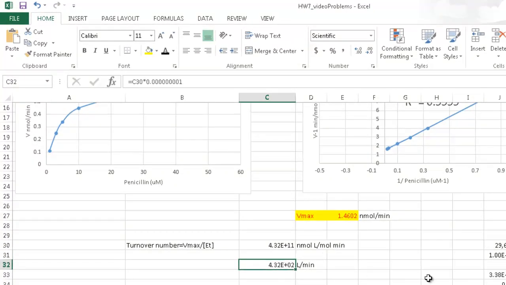The way you cancel this out is by recognizing that 1 nanomole is actually 1 times 10 to the minus 9 moles. So if I take this and multiply that by 1 times 10 to the minus 9 moles, the moles cancel out, and I'm left with liters per minute. So this enzyme, penicillinase or beta-lactamase, turns over 432 molecules of penicillin per minute.